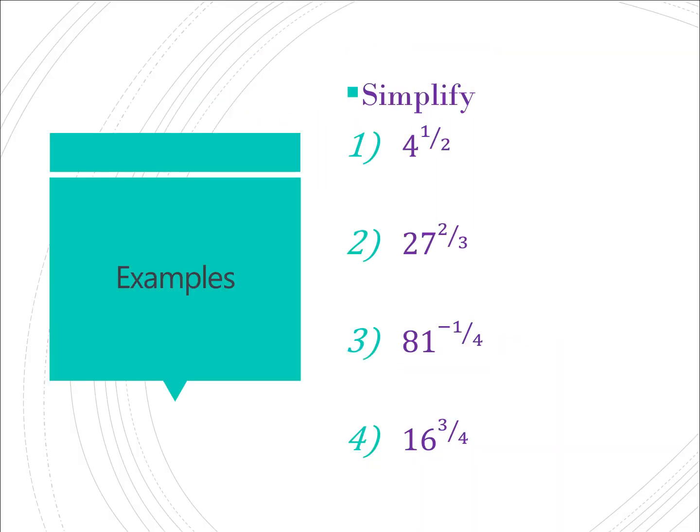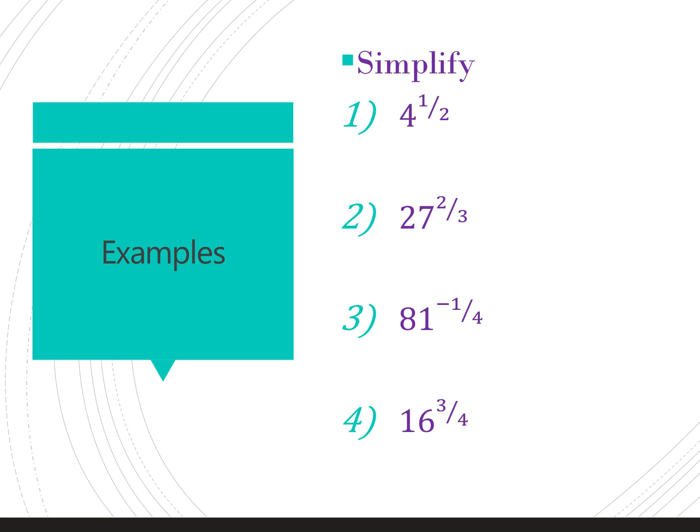Okay, here we go. All right, let's do some examples. This says 4 to the 1/2 power. So I'm going to rewrite this. What goes where? The denominator becomes the index, that little number, and then the 1 becomes the exponent, right? So this just becomes the square root of 4. Do I have to put a 2 there? No, it's understood there. What is the square root of 4? 2, okay?